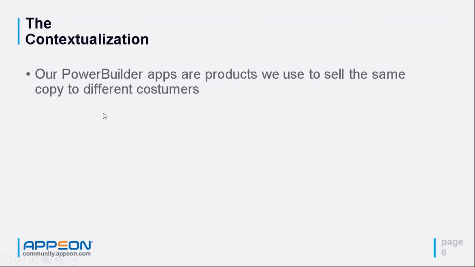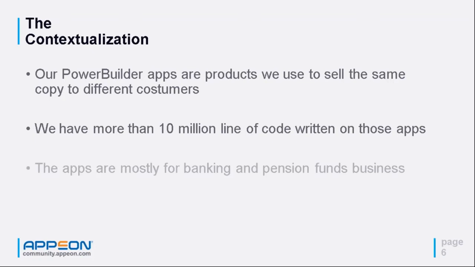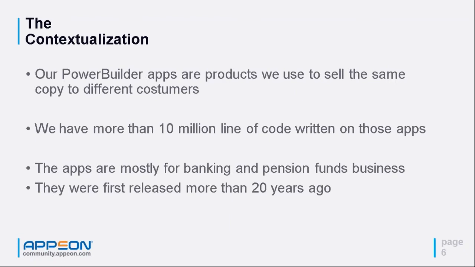So our apps are done and our products are sold as the same copy to different customers. So we have one source code. We have more than 10 million lines of code written in those apps. We have mostly bank and pension funds business. The first release was 20 years ago. So there is a lot of code that was written a long time ago with some practices that maybe we can say are not good practices, which is maybe the most common cause of our unsupported features from Appeon Web.